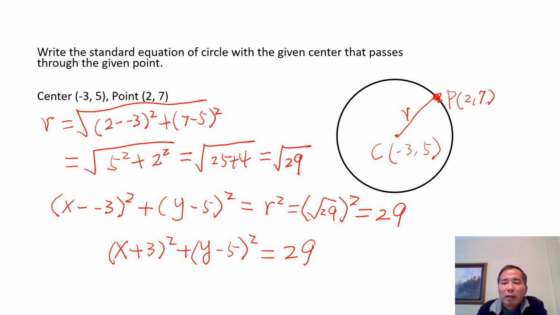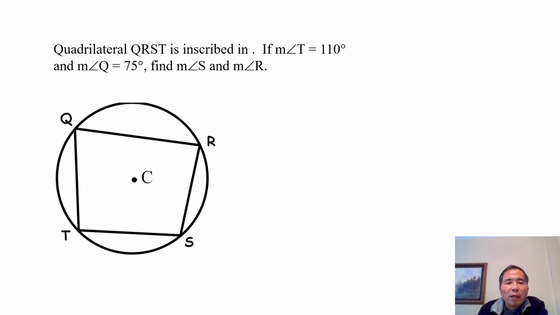Okay, now we go to the next section. This is about a quadrilateral inscribed in a circle. We know that the interior angles of a quadrilateral add together to 360 degrees. First of all, we look at the conditions of the question and mark them here. Angle T is 110 degrees.